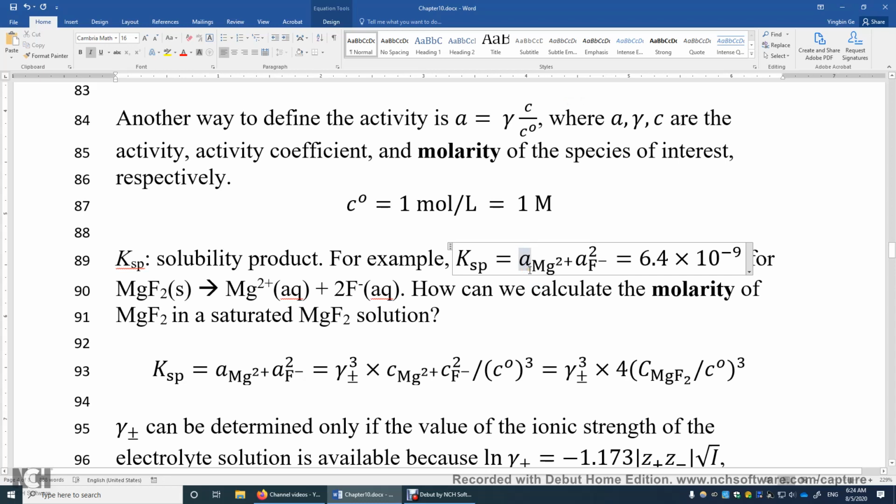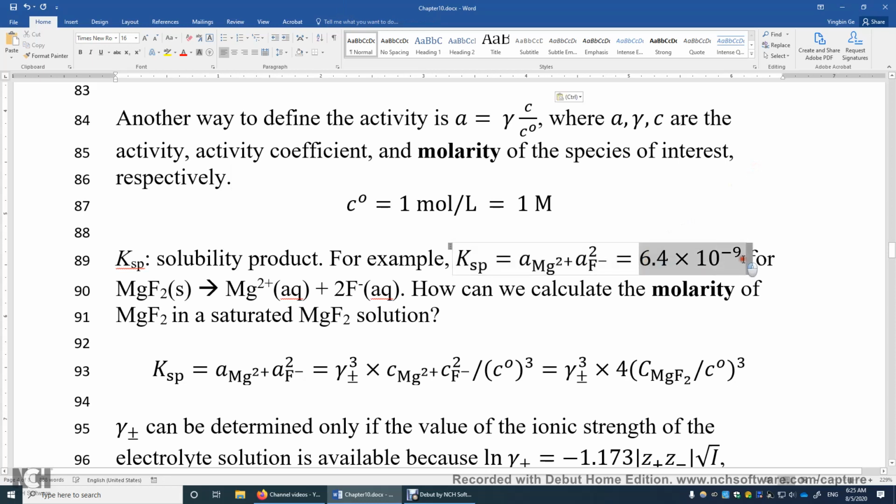But now let's be more accurate. We're going to use the activity. We'll take the lowering of the activity of these ions in water into account. The activity coefficients of ions are always less than 1. Now let me give you the solubility equilibrium constant for magnesium fluoride. It's this number. It's not very big. It's 6.4 times 10 to the power of negative 9.